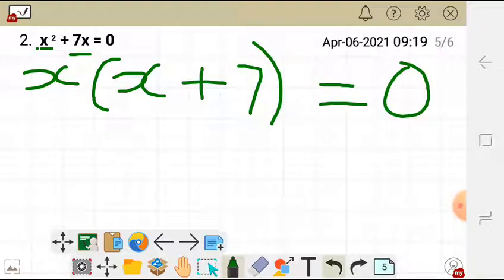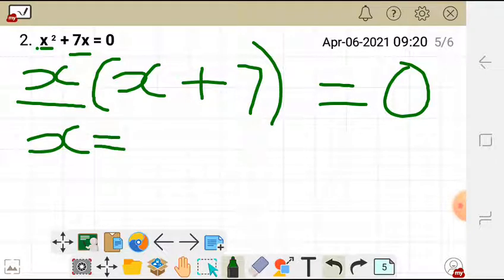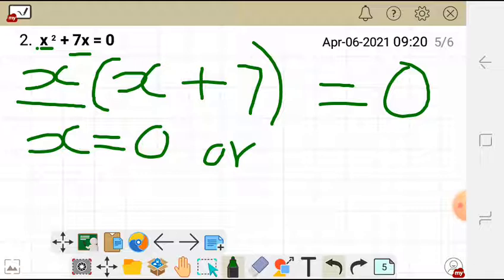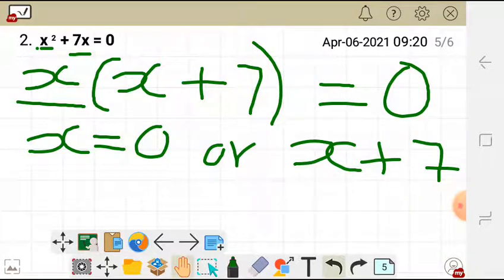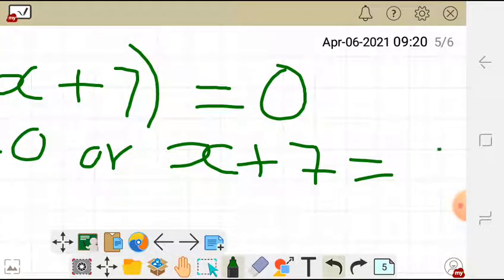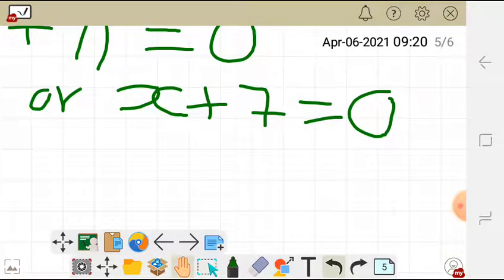As usual, we do the same. We are going to say this x which is outside the bracket is equal to 0. So we're going to have x equals 0, or x plus 7 is equal to 0 as well. So we're also going to find two solutions of x here. The first value of x we have found, which is 0. Then let's look for the second value of x. So we have to solve this equation here.